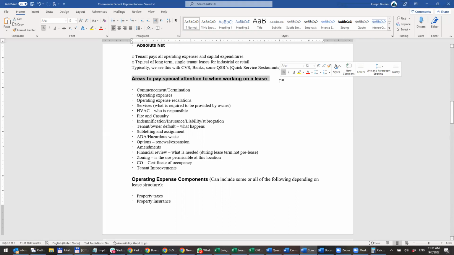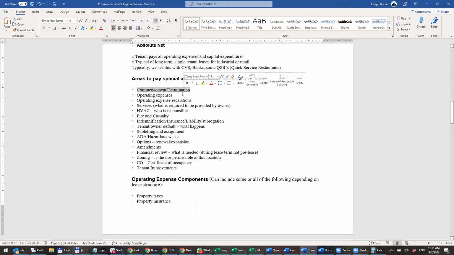Things to pay extra attention to when looking at a lease. And it doesn't matter if it's a lease you're signing on behalf of the landlord, or on behalf of the tenant, or if you're helping a client buy an investment property that already has a long-term tenant in the building. Even in that case, we're going to help our client look at the lease. So what's important to look at? When does it start? When does it end? Does it have any options for renewals? What are the operating expenses? How do they get escalated?